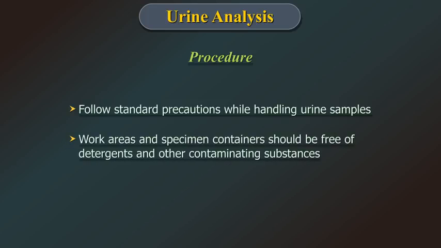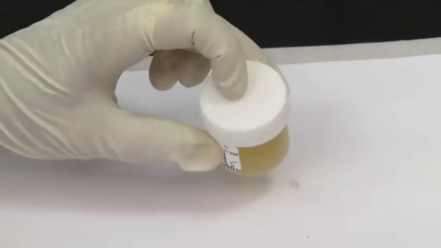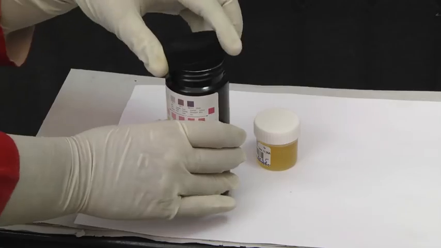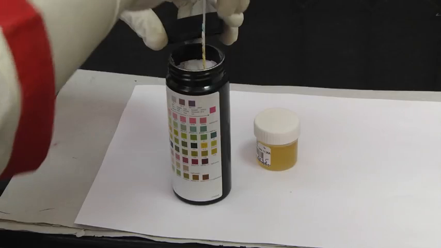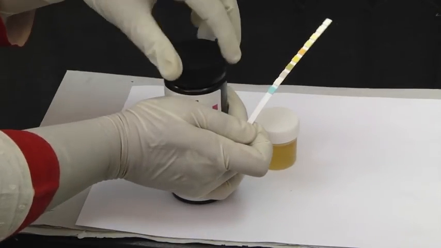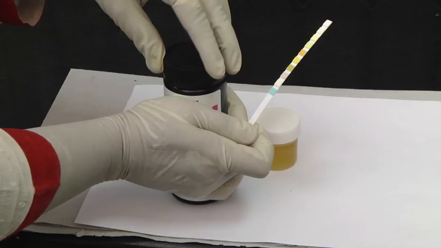Work areas and specimen containers should be free of detergents and other contaminating substances. Mix the sample well before testing. Remove a strip from the bottle immediately before testing. Replace the cap tightly after removing the reagent strips.